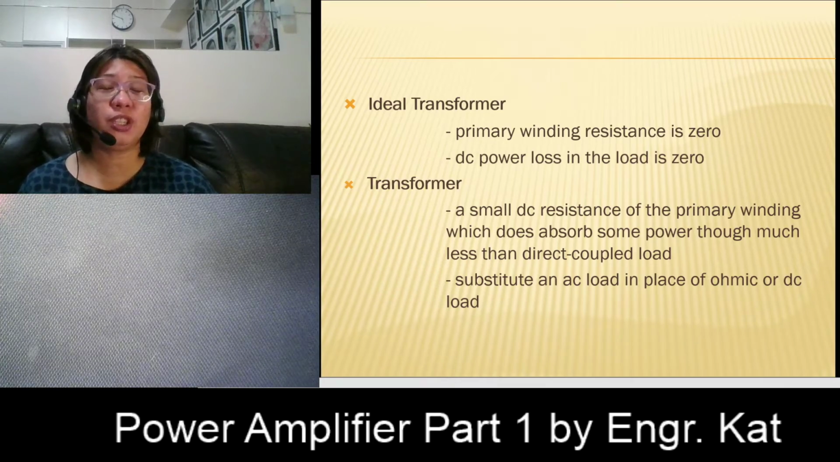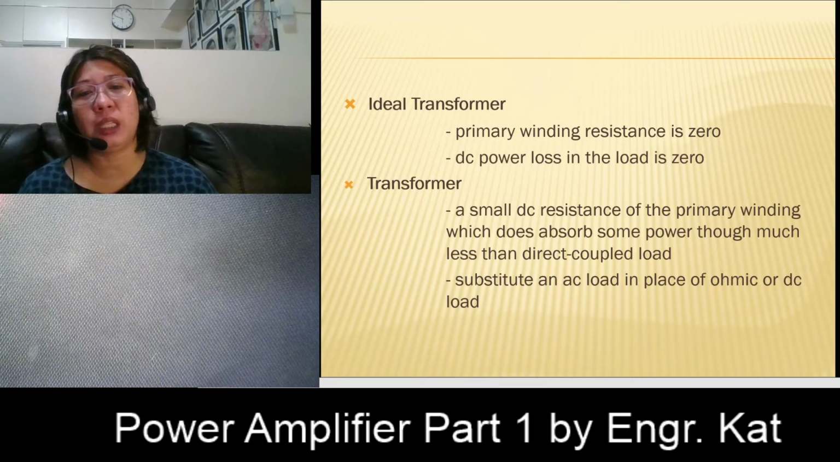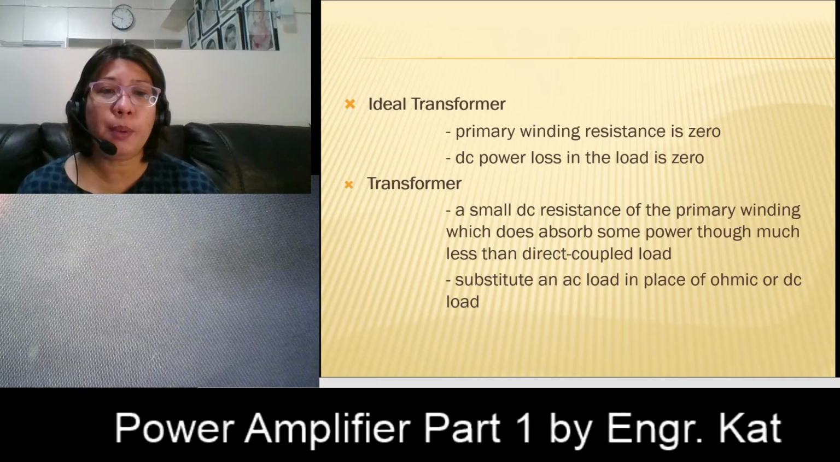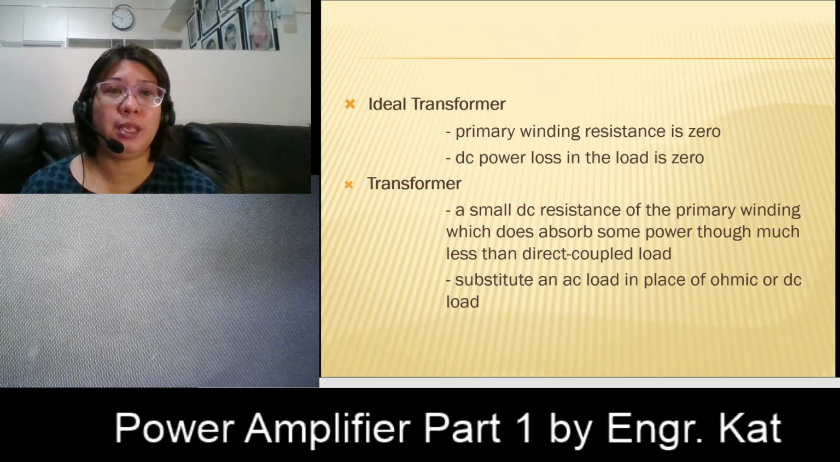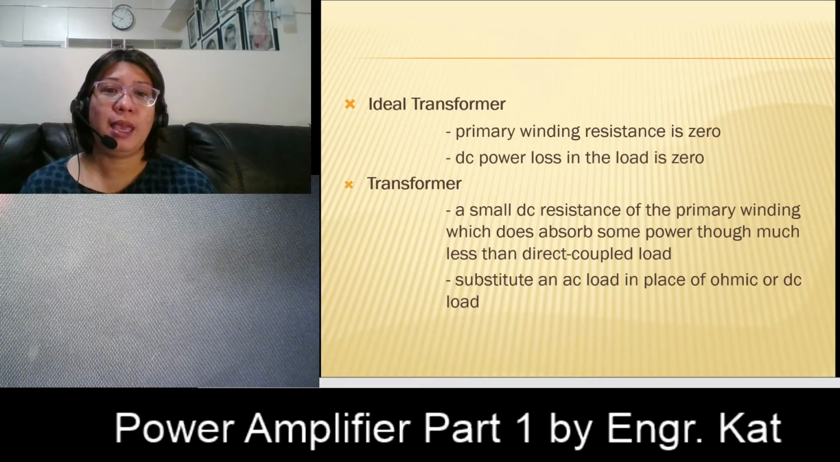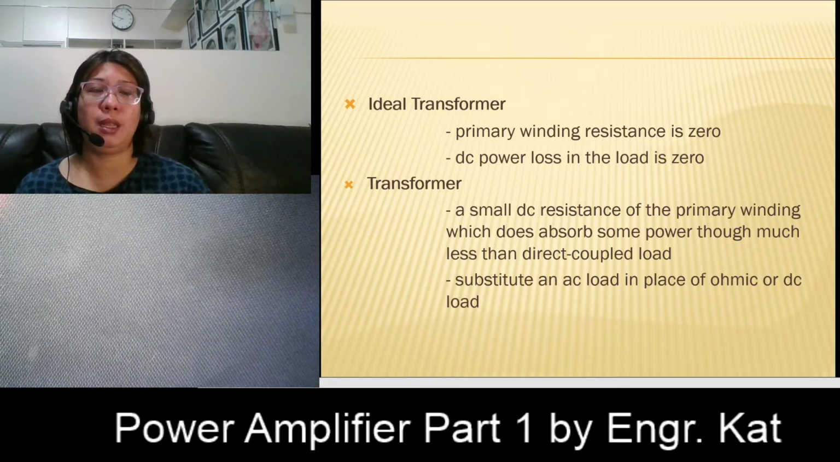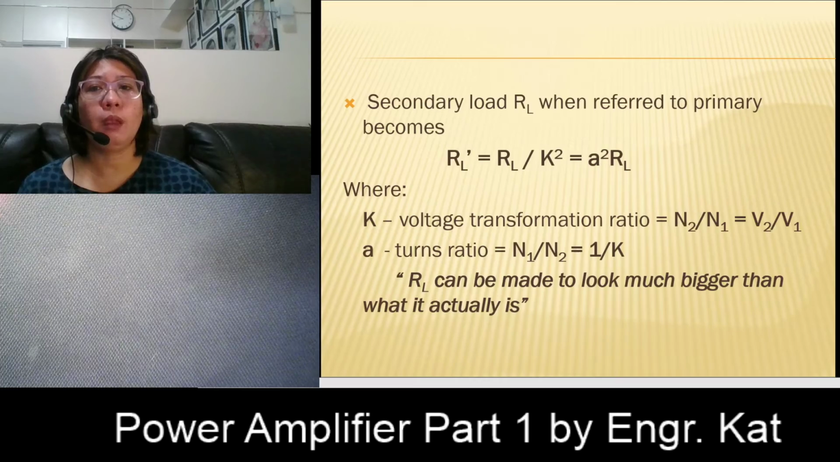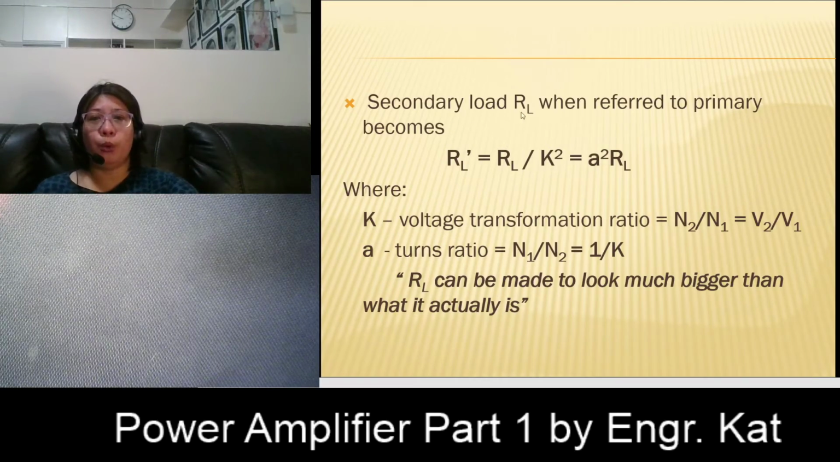Okay, so it's just like we are substituting an AC load in place of an ohmic or DC load, because your transformer is in the form of an AC load, which is an inductance. So your secondary load RL, when referred to the primary, becomes RL prime. RL prime is equivalent to RL divided by K squared.